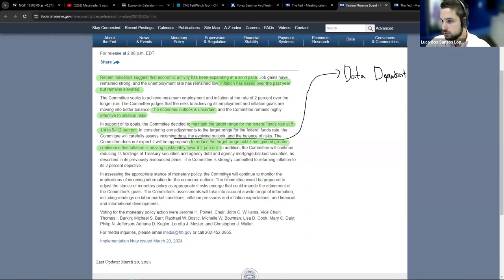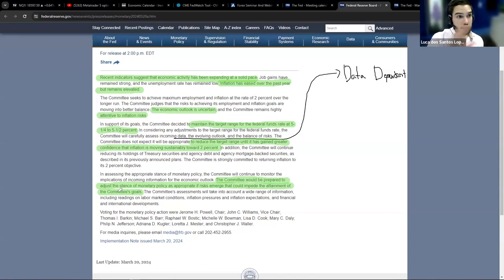The committee would be prepared to adjust the instance of monetary policy as appropriate if risks emerge that could impede the attainment of the committee's goals. So that's the answer to your questions, Casey. They do have the goals already, and they do have some data in their head, but they're not sure if that's exactly what's going to happen.